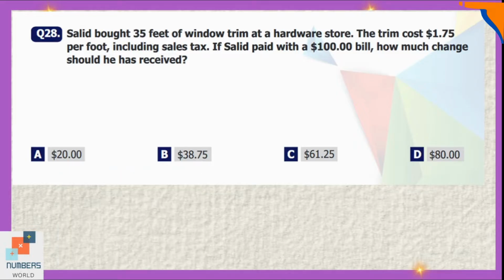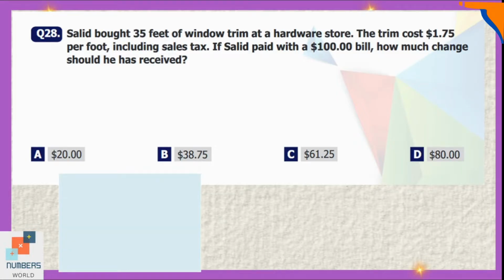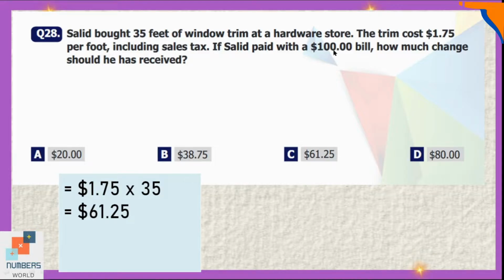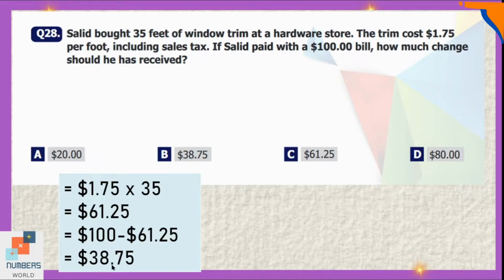So first of all, we are going to find out the total cost by multiplying the trimming cost per foot, which is $1.75, by the total number of feet, that is 35. So the total cost is $61.25. He has paid $100, so we will subtract the numbers to find out the remaining change. That is $38.75. So option B is the correct one.